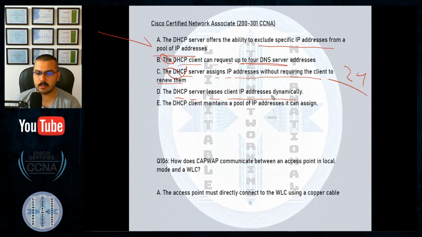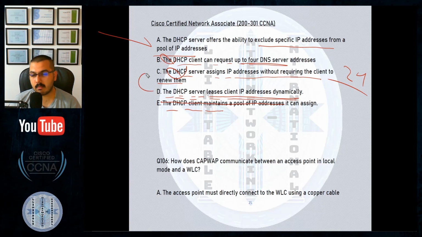What does that mean? Leases client IP address dynamically. Not sure. The DHCP client maintains a pool. The client maintains a pool. No. Only the server has a pool. So the DHCP server leases client IP.